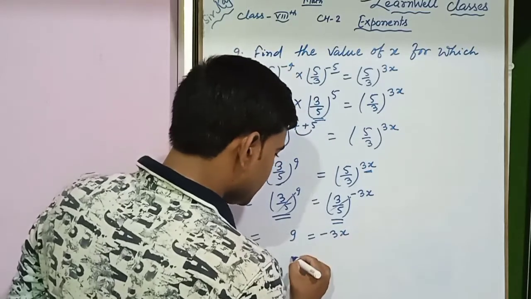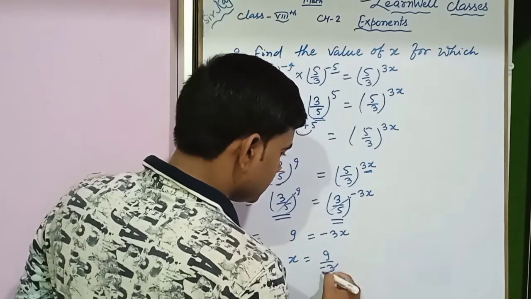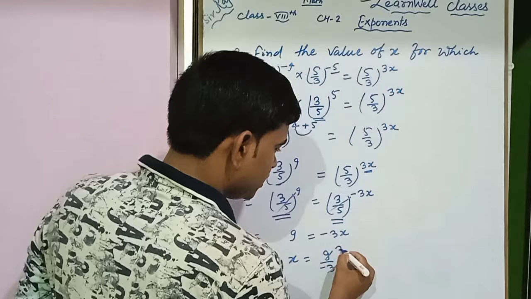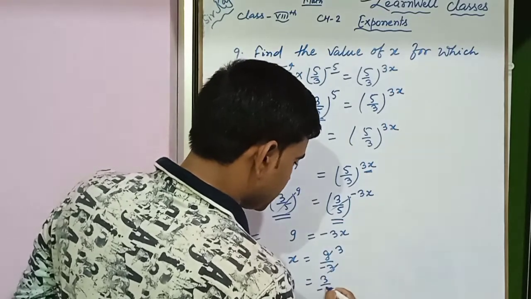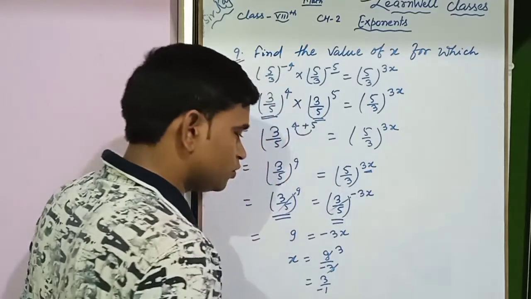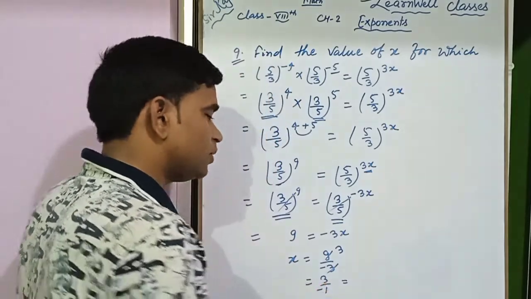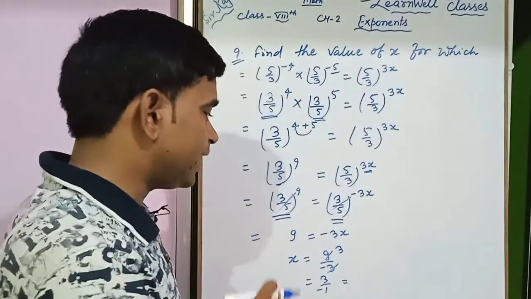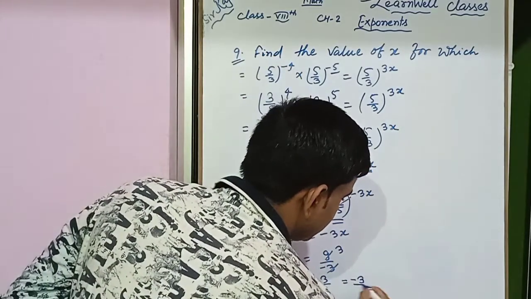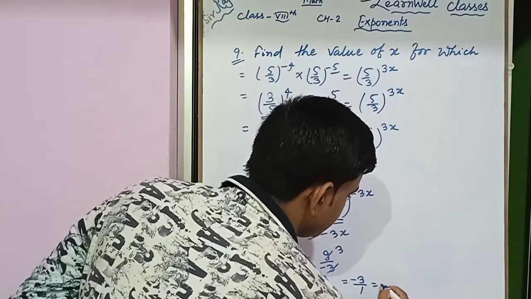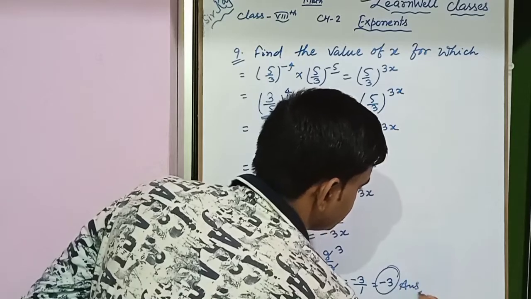So x is equal to 9 upon minus 3. 3 nines are 9. So we have 3 upon minus 1. You have already known that the denominator never goes in negative form, so it will go in the numerator. 3 upon 1 with the minus, it means minus 3. Minus 3 is the answer.